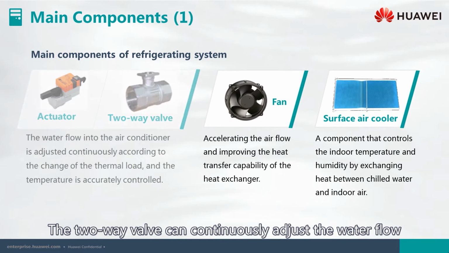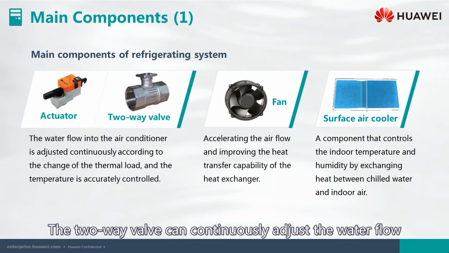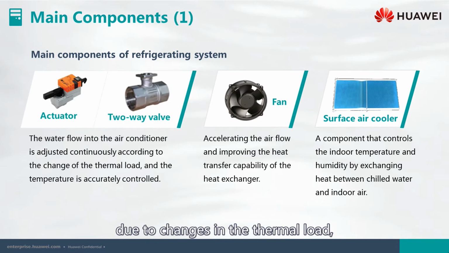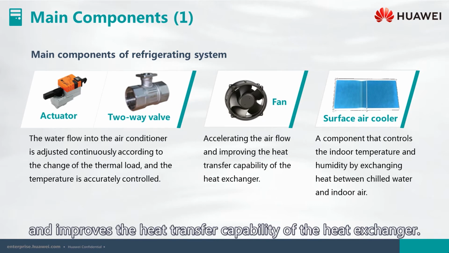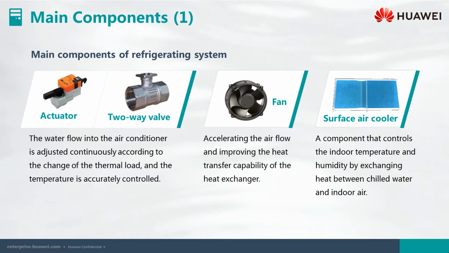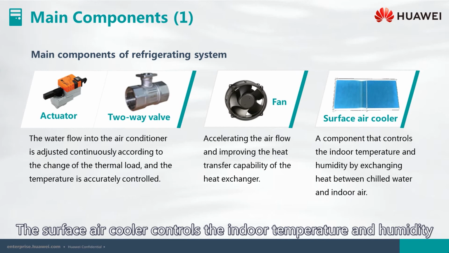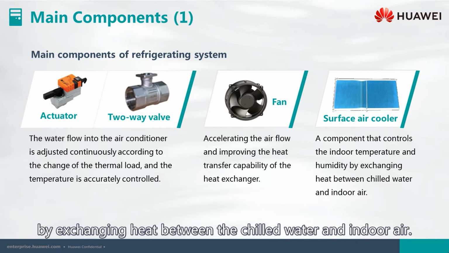The two-way valve can continuously adjust the water flow due to changes in the thermal load, accurately controlling the temperature. The fan accelerates the airflow and improves the heat transfer capability of the heat exchanger. The surface air cooler controls the indoor temperature and humidity by exchanging heat between the chilled water and indoor air.